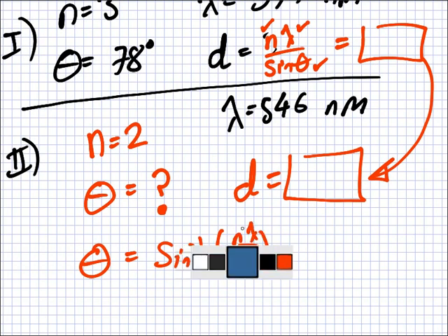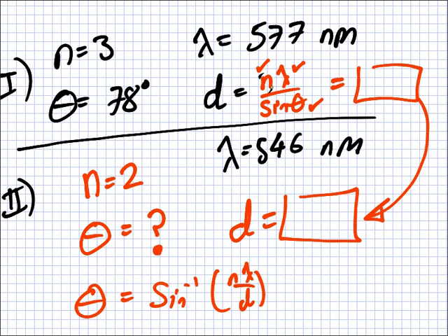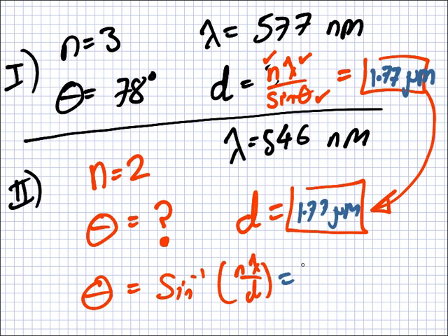Okay, so let's do the first part. What is 3 times 577 nanometers over sine 78? 1.77 times 10 to the power -6, so micrometers. Then if you put that in for the next part, we can work out the angle for the second order. It'll be sine inverse of 2 times 546 nanometers over 1.77 micrometers. And that gives us the answer we need. 38.1.